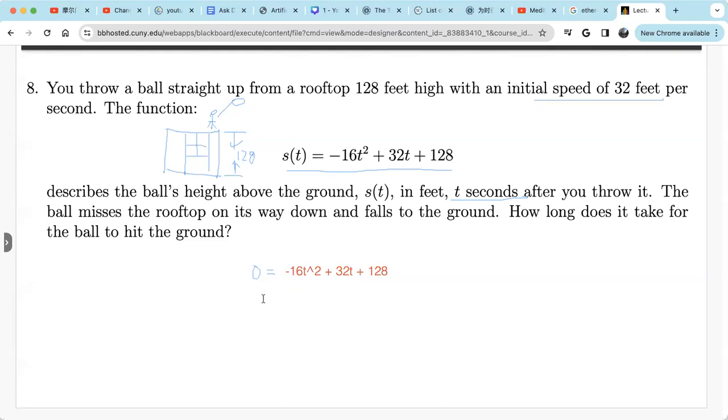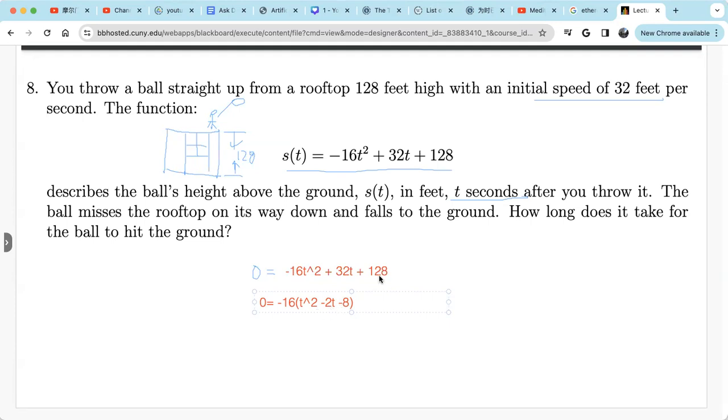Yes, 8, right? So let's factor out negative 16. So we see negative 16 is a common factor. So that becomes t squared, 32t divided by negative 16, that's negative 2t. And then positive 128 divided by negative 16, that becomes a negative 8. Because 8 times 6 is 48, 1 times 8 is 8, plus 4, 12.